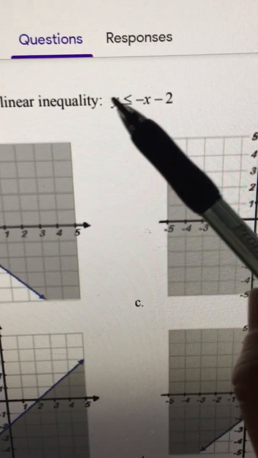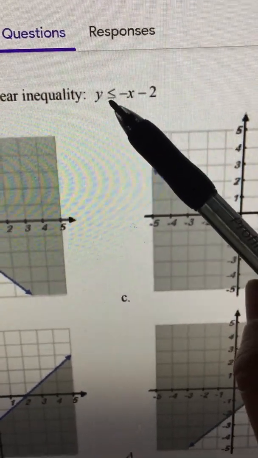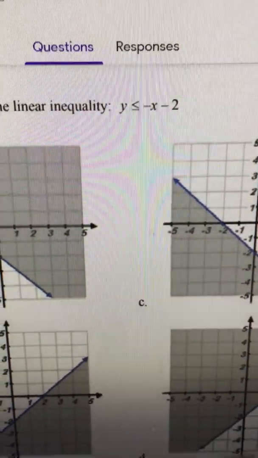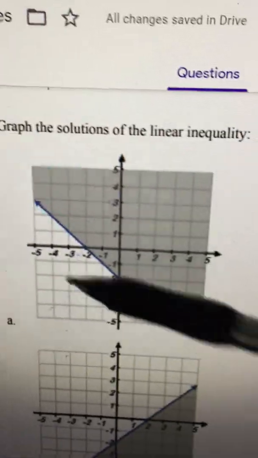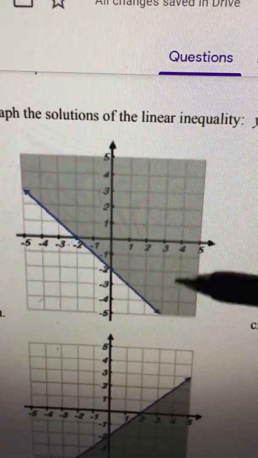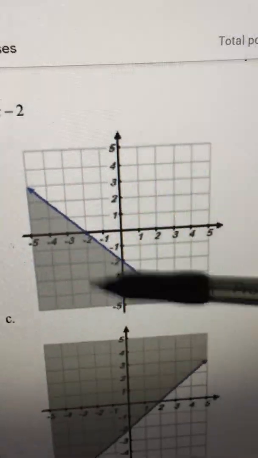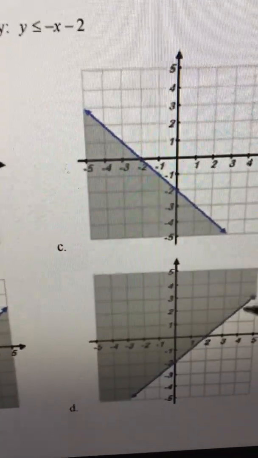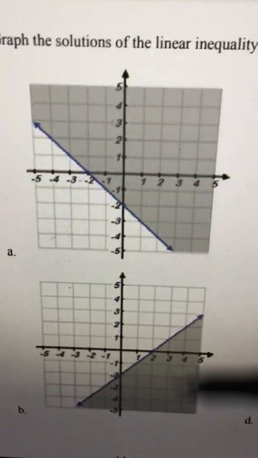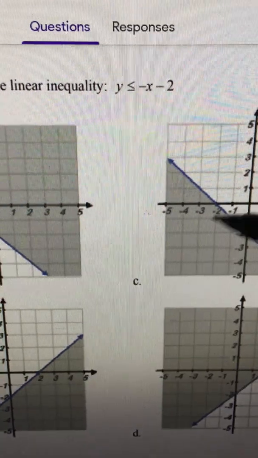So this one, y's are less than. So if it's less than, that means my y's are below going down, so I should be shading below the line. This one, you can see right off the bat, is shaded up. Don't pick it. This one is shaded down, so that's okay. This one was shaded up. Do not pick D. This one was shaded down. So I have 2 that were shaded down.